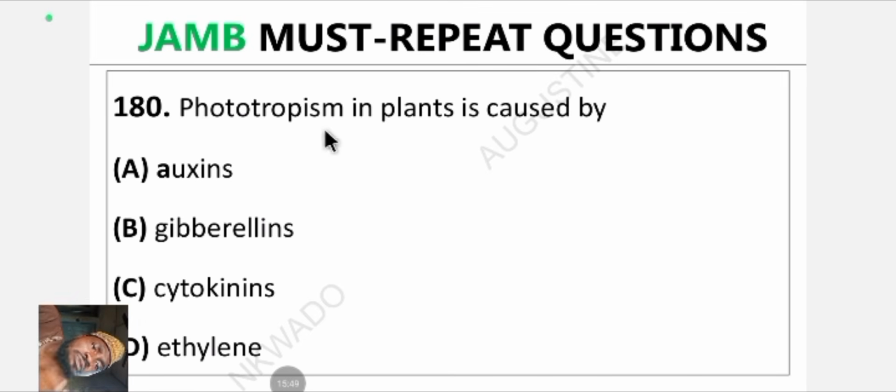Question 180. Phototropism in plants is caused by what? A. Auxins. B. Gibberellin. C. Cytokinin. D. Ethylene. What's the answer? Drop the answer in the comment section.